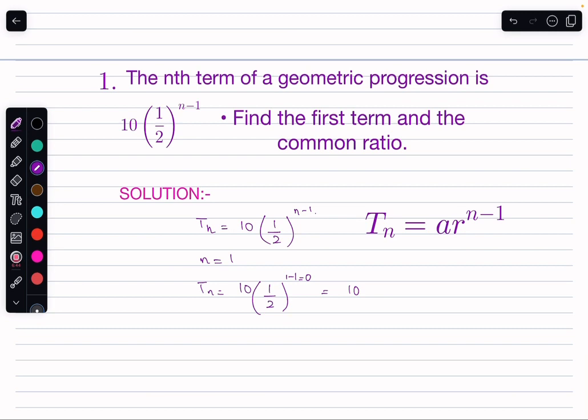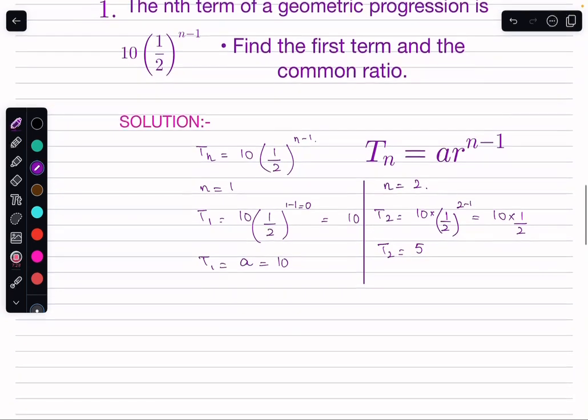Therefore, the first term here shall be equal to T1, which equals a, and this equals 10. Or I can just compare and see that this is coming out to be a 1 by 2. I can get my second term by substituting n as 2, and it is equal to T2, which shall be equal to 10 into 1 by 2 to the power 2 minus 1, which is 1. In other words, this is 10 into 1 by 2, and I can say that T2 is equal to 5.